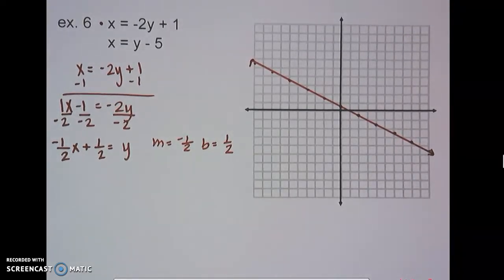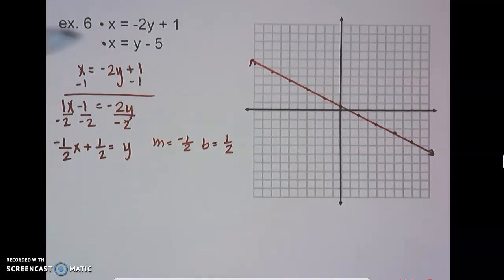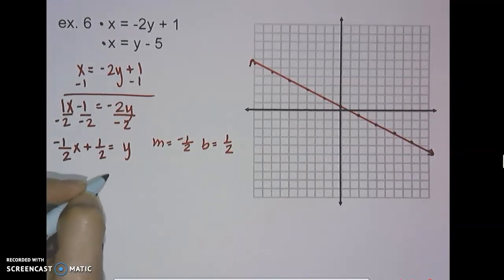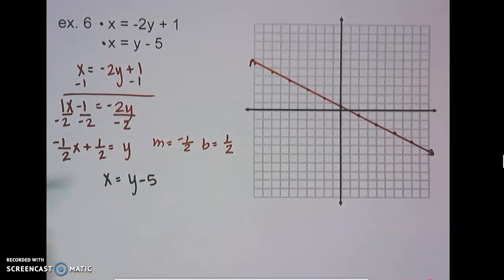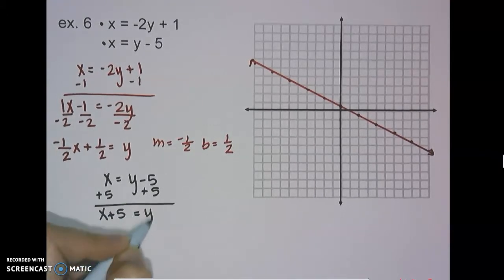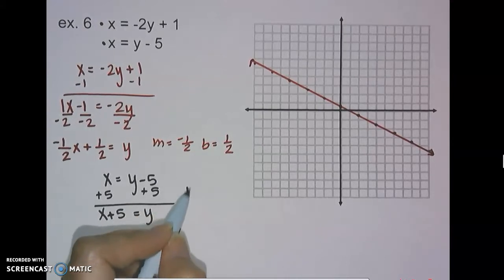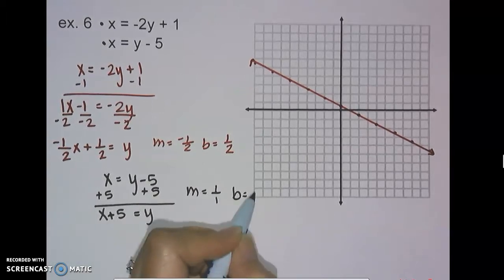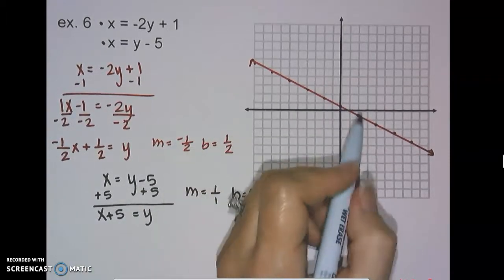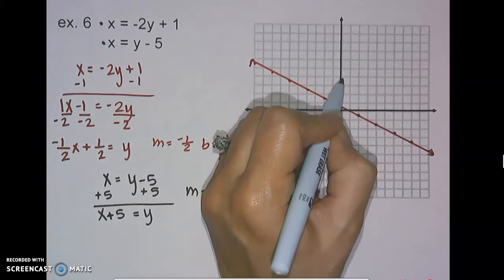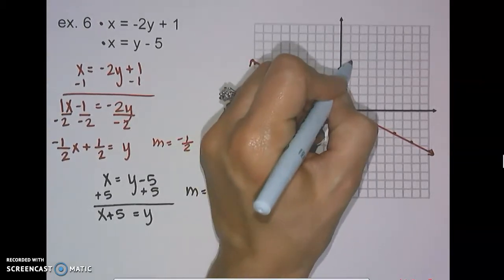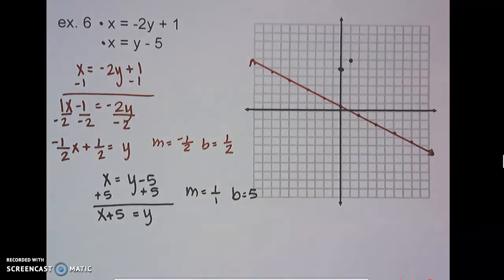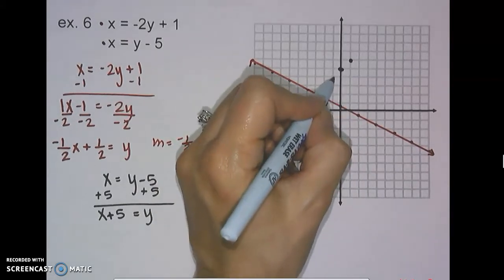So we have x equals y minus 5. If we have that equation, and we're trying to get y by itself, we're going to add 5 to both sides. So x plus 5 is going to equal y. That means our m is going to be 1/1, and our b is going to be +5. So we're going to begin with b here. Now, if I go up 1 and right 1, am I getting closer to that other line at all? No, so we're going to keep going here.